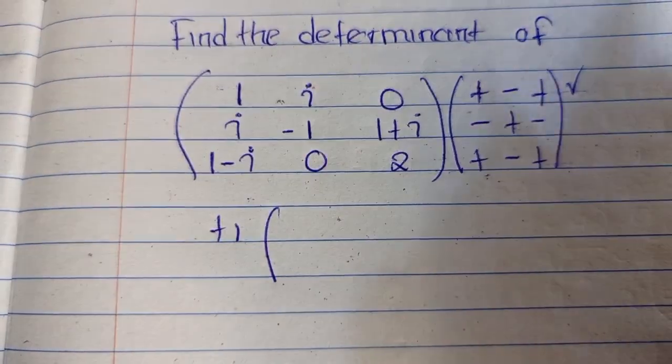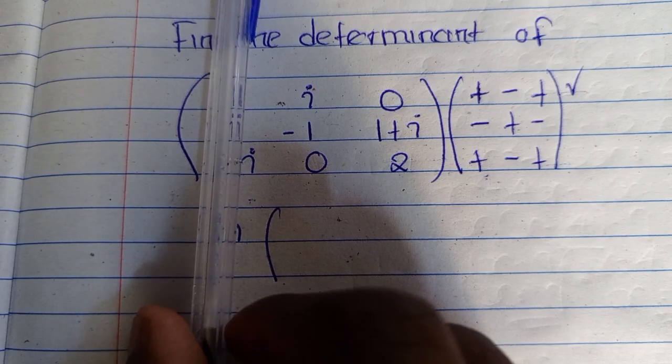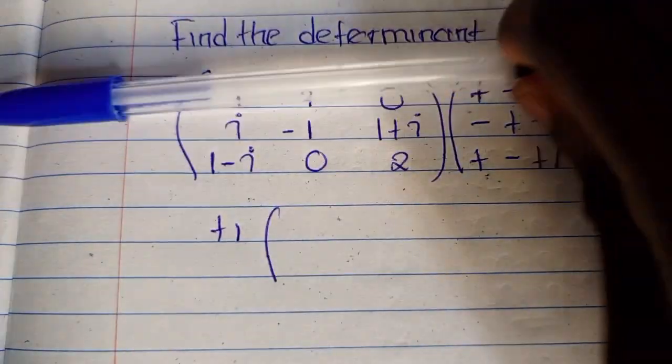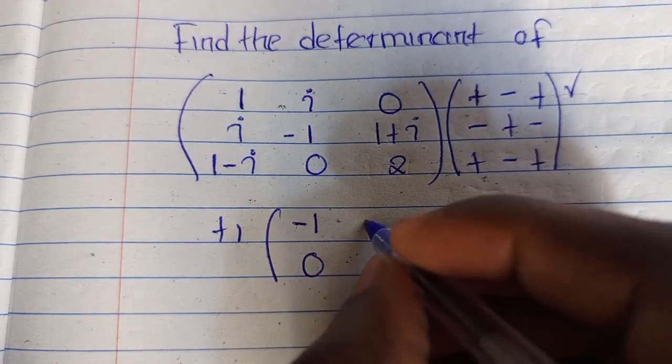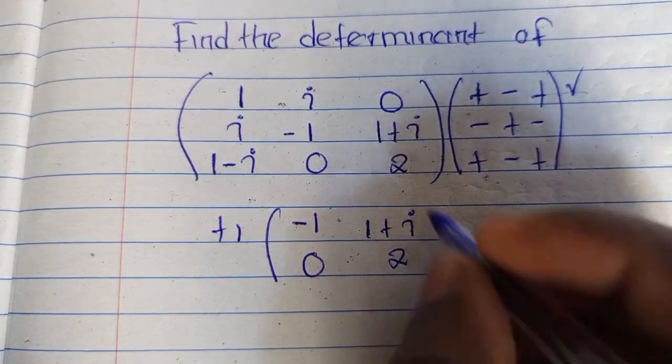So if you have chosen this 1, what you do here is hide the column where the 1 is, and hide the row in which the 1 is. Then what you remain with is what you are going to work with. So this is what we basically do.